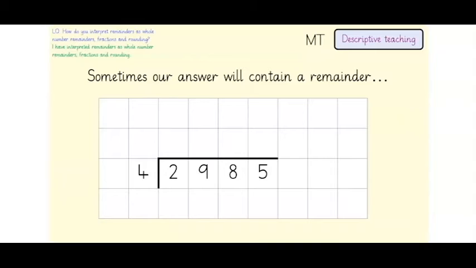29 divided by 4 will be 7, because 4 times 7 is 28, and I will have 1 left over. 18 divided by 4 would be 4, because 4 times 4 is 16, and I'll have 2 left over. 25 divided by 4 will be 6, because 4 times 6 is 24, and I'll have a remainder of 1.